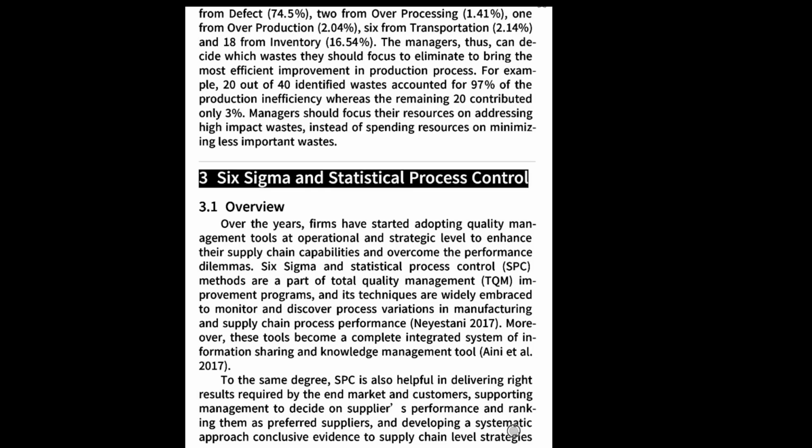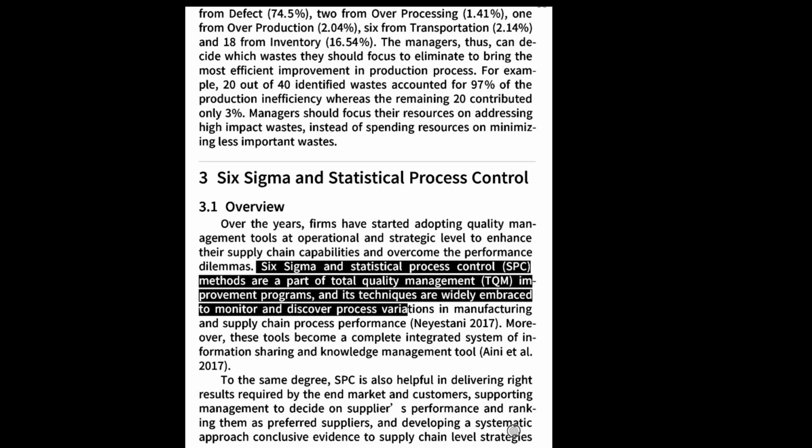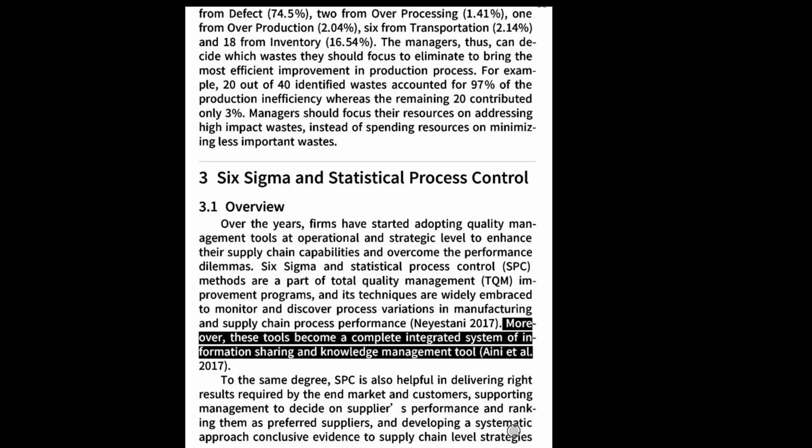3. Six Sigma and Statistical Process Control. 3.1 Overview. Over the years, firms have started adopting quality management tools at operational and strategic level to enhance their supply chain capabilities and overcome performance dilemmas. Six Sigma and Statistical Process Control (SPC) methods are a part of Total Quality Management (TQM) improvement programs, and their techniques are widely embraced to monitor and discover process variations in manufacturing and supply chain process performance (Niastani 2017). Moreover, these tools become a complete integrated system of information sharing and knowledge management (ANI et al. 2017).